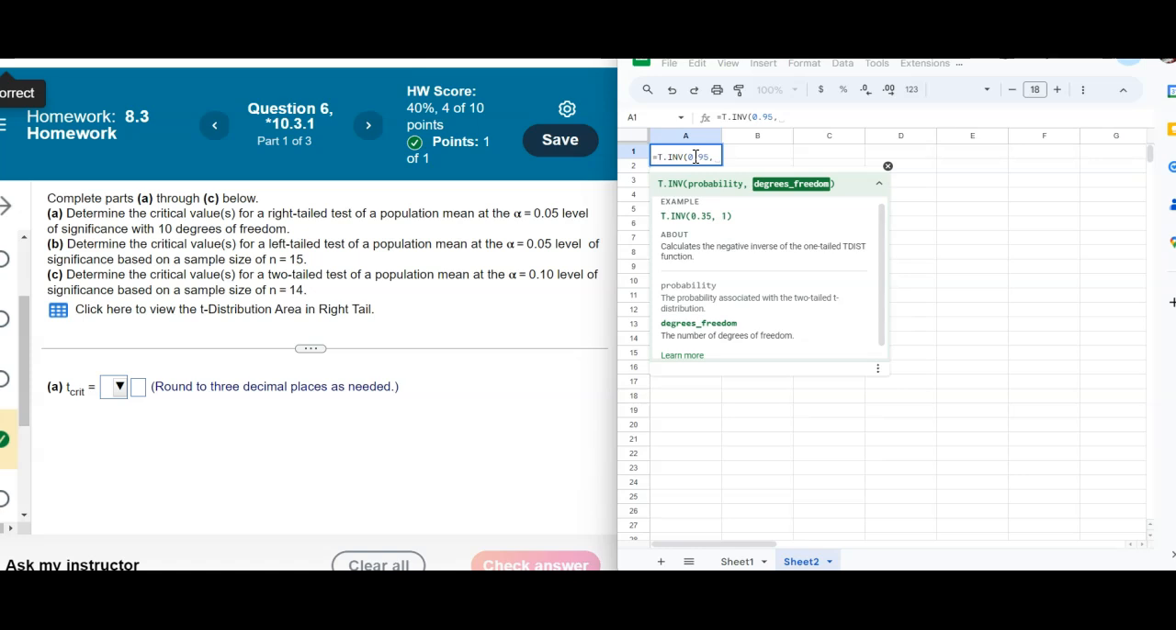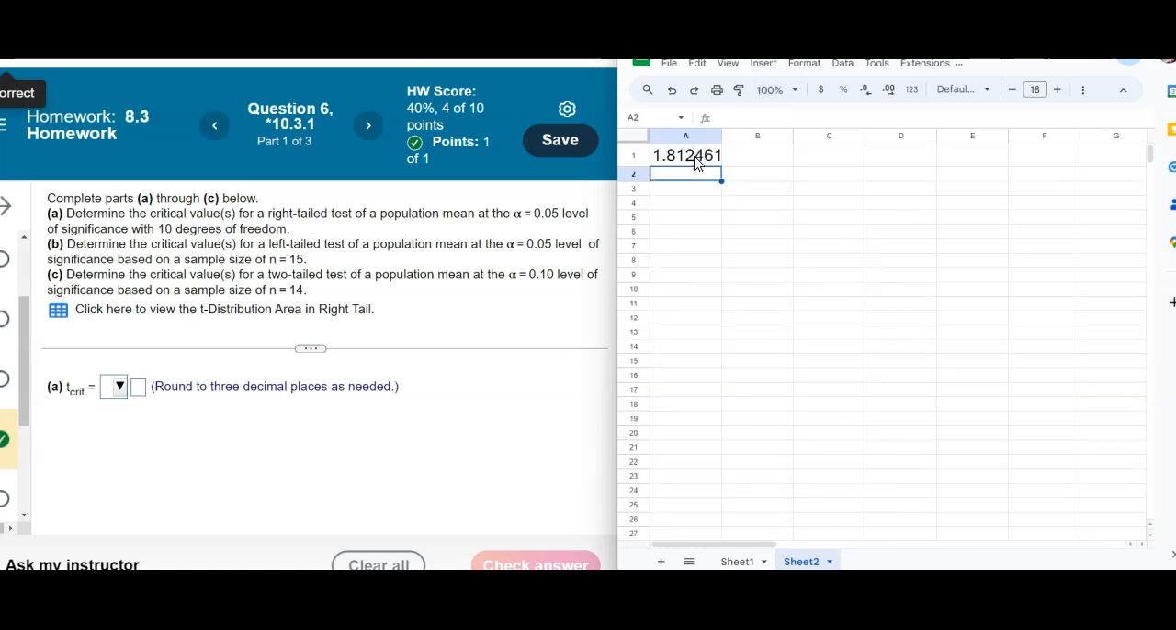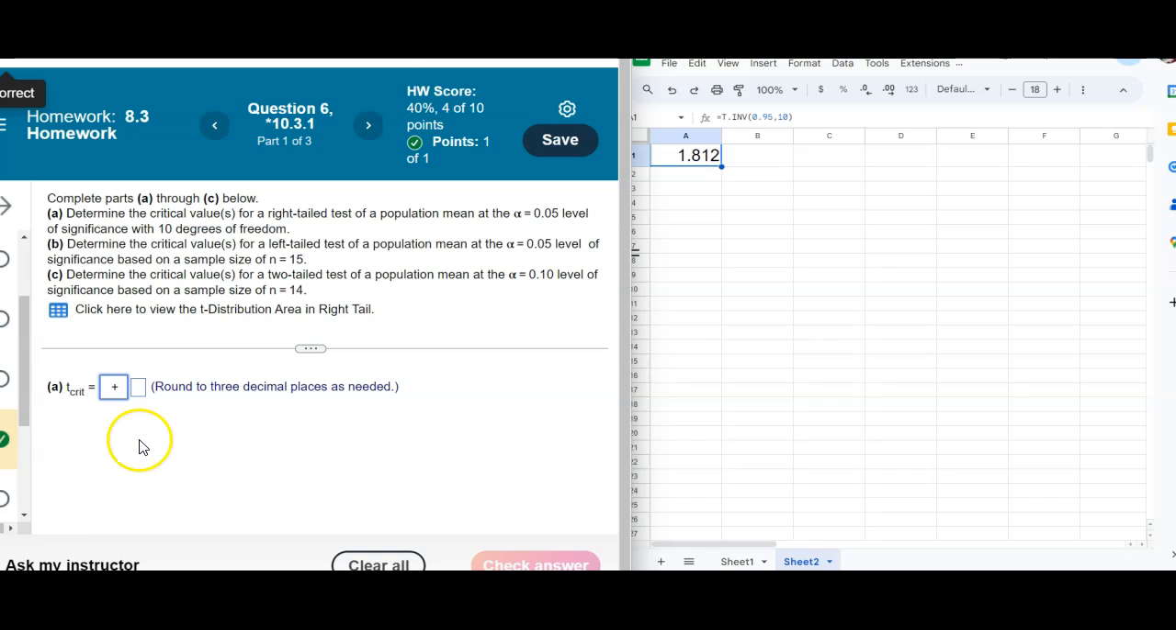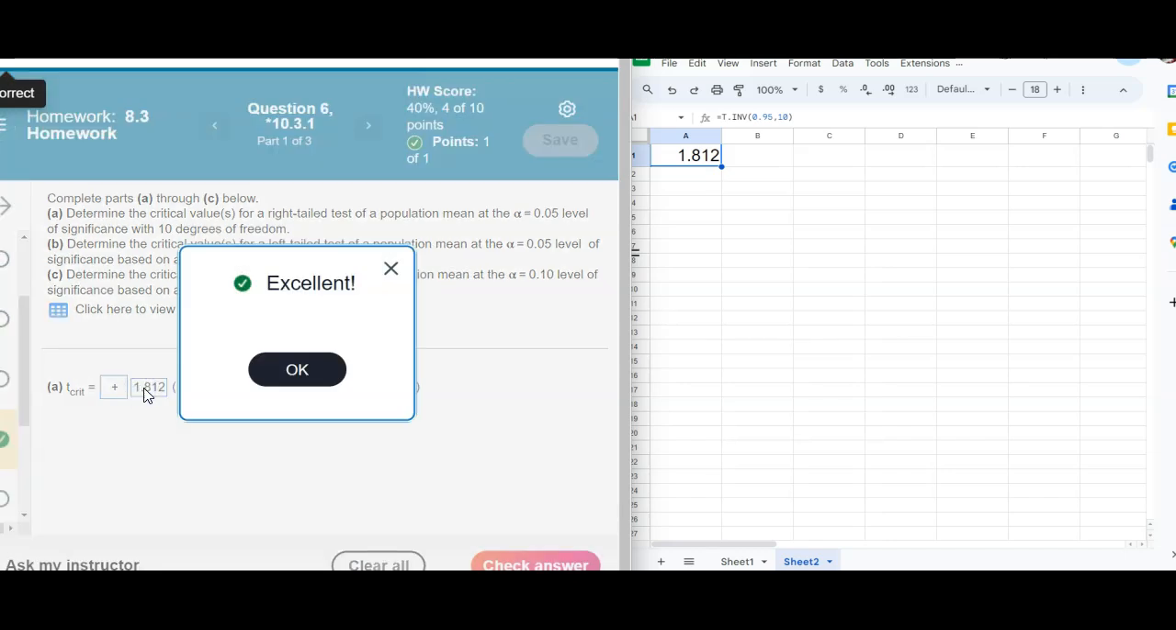And then the degrees of freedom. It tells me here the degrees of freedom is 10. So I just put 10 and hit enter. There's my number, 1.81. It shows 3 places, so I'm going to decrease that until I have only 3 decimal places. That's a positive number because it's to the right of 0. The area to the right is only 0.05, so that's a positive number. So there is my first one.